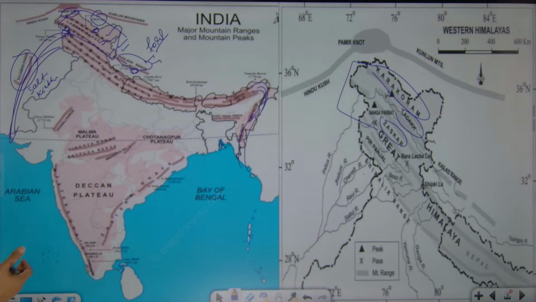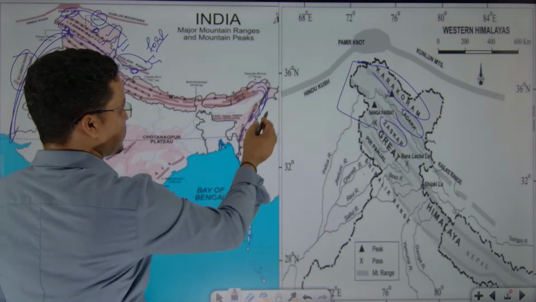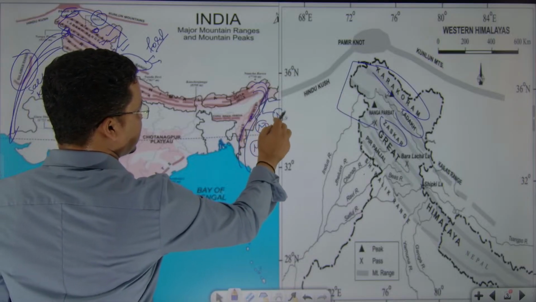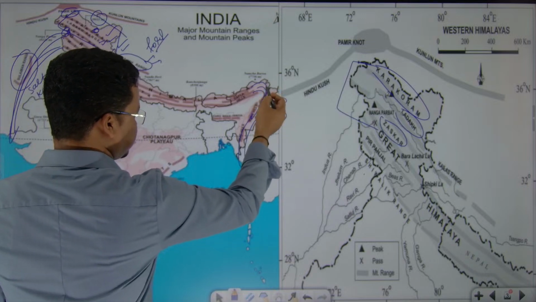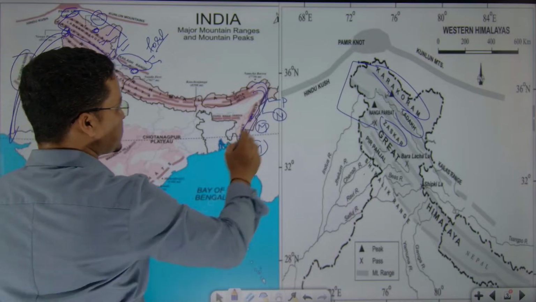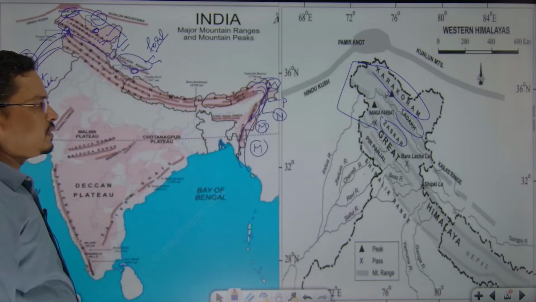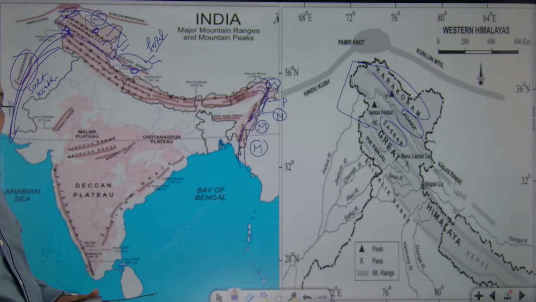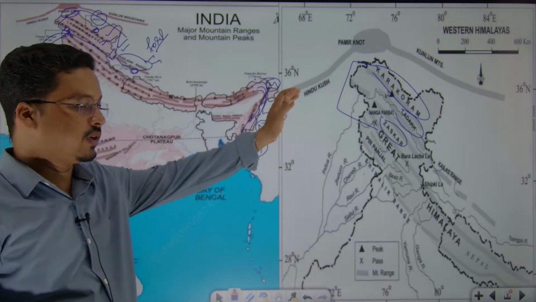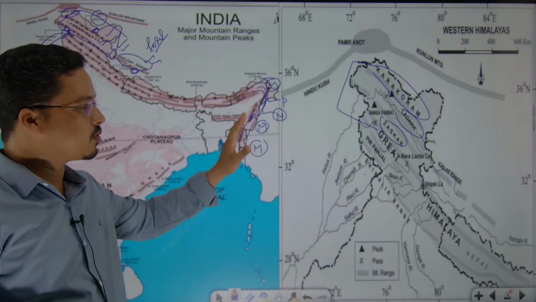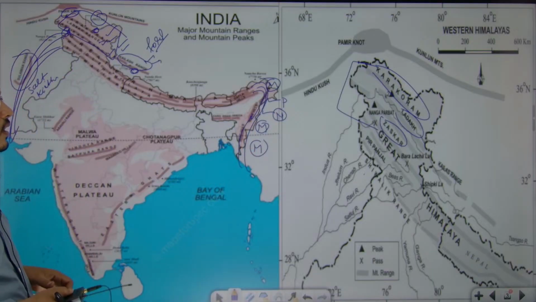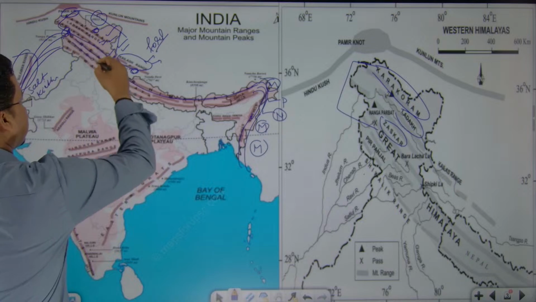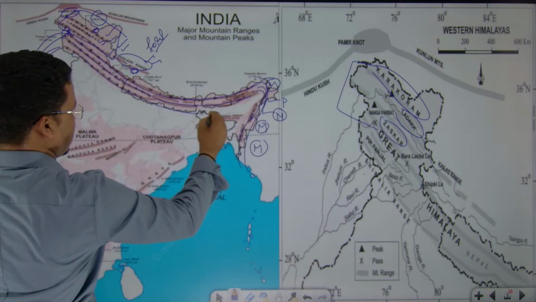But when we come to the eastern syntaxial bend, it would be the Patkai Hills, Naga Hills, Mizo Hills, and so on. These ranges are part of the Purbanchal hills, which we call the syntaxial bend. Then we will have the Greater Himalaya all the way like this, then the Middle Himalaya, and then the Shivalik range, the Outer Himalaya.